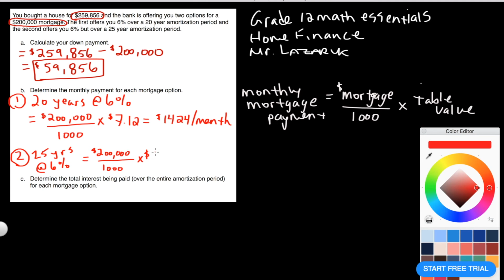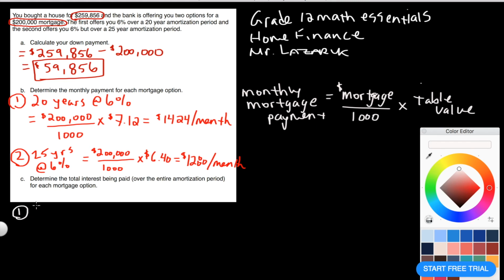So I'm going to punch in 640, and when I go into my calculator, I should get 1280 again per month. So those are my two monthly payments for each mortgage option. Lastly, it says here that we want to determine the total interest being paid for each mortgage option over the entire amortization period. So let's look at option one.